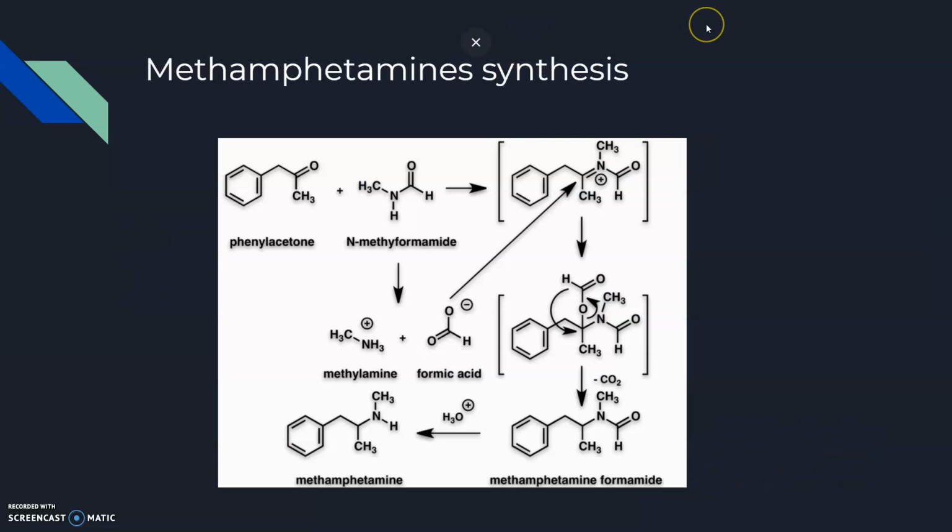Now, this is a synthesis on how to make methamphetamine. So you take phenylacetone and methylformamide and methylamine and formic acid, and you get methamphetamine formamide. And methamphetamine formamide creates methamphetamine. This is important to know if you want to understand how the effects take place. You need to know how it's created.